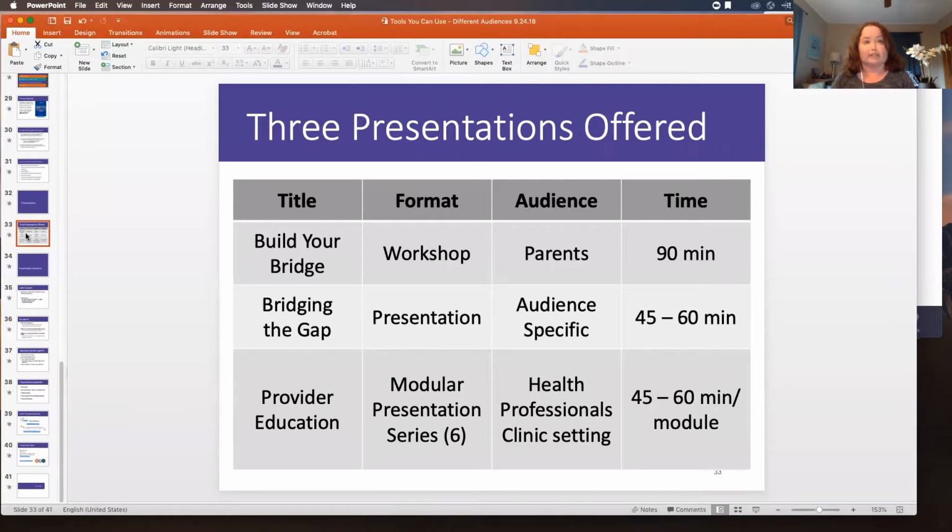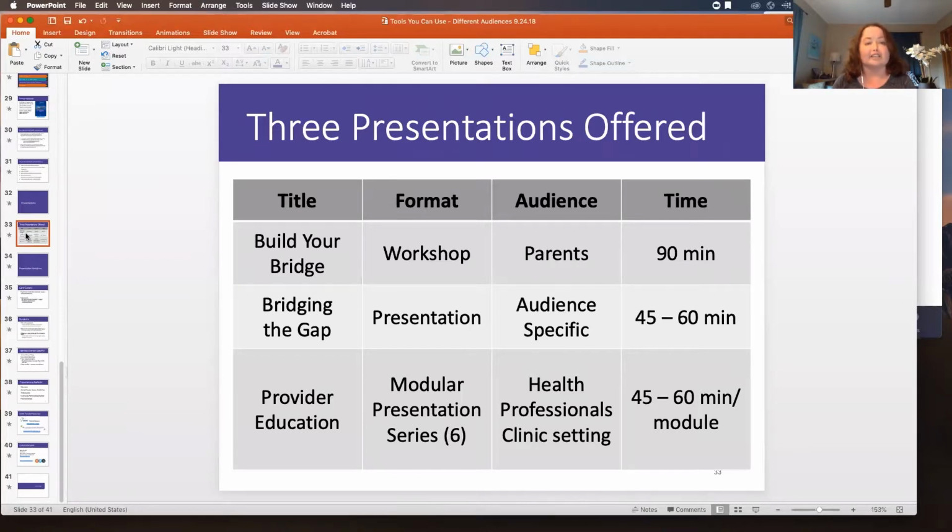And then Bridging the Gap is our presentation that we can do that's a little bit more tailored specifically to the audience, depending on who the audience may be. And we'll get into the breakout of those different types of sessions. But this is typically for a conference setting, 45 to 60 minutes, typically with discussion at the end.